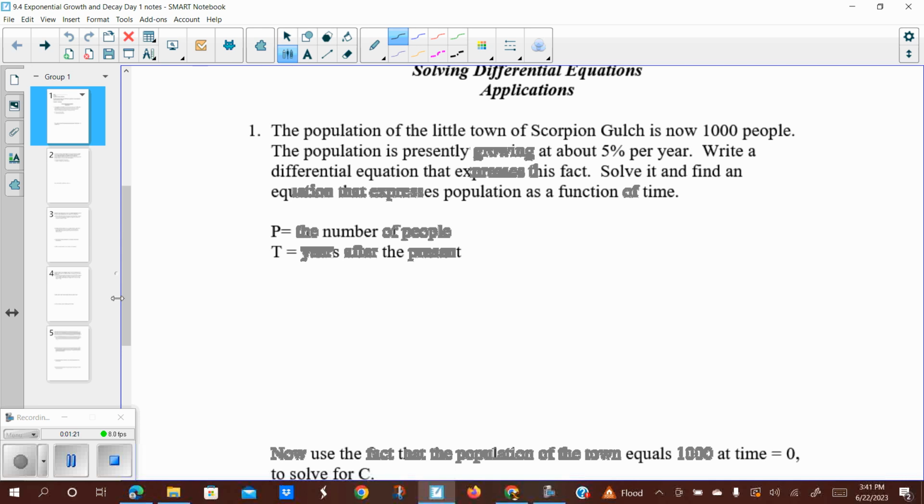The first one says the population of the little town of Scorpion Gulch is now 1,000 people. The population is presently growing at about 5% per year. Write a differential equation that expresses this fact. Solve it and find an equation that expresses population as a function of time. So there's a lot of stuff going on there. So we kind of need to go back and analyze what it is that they're giving us.